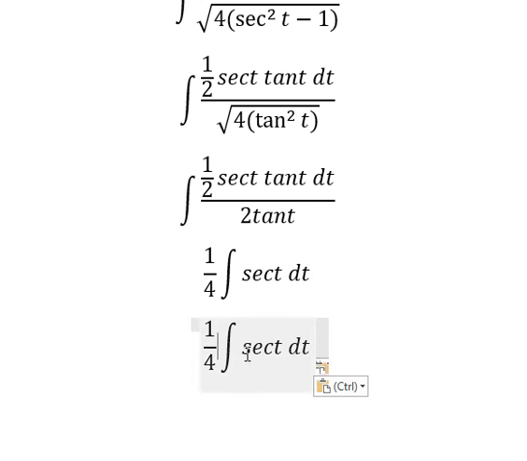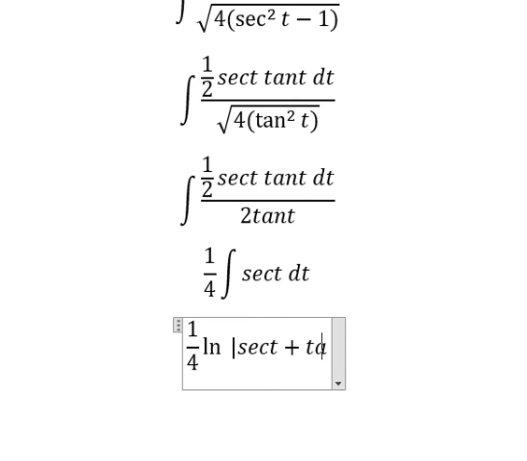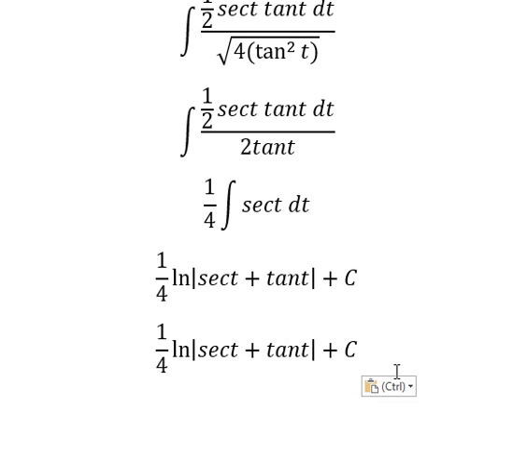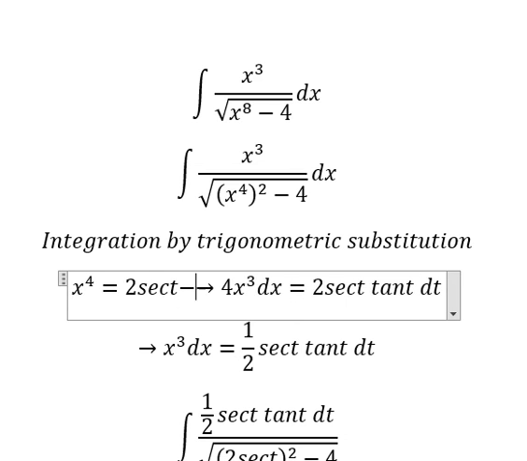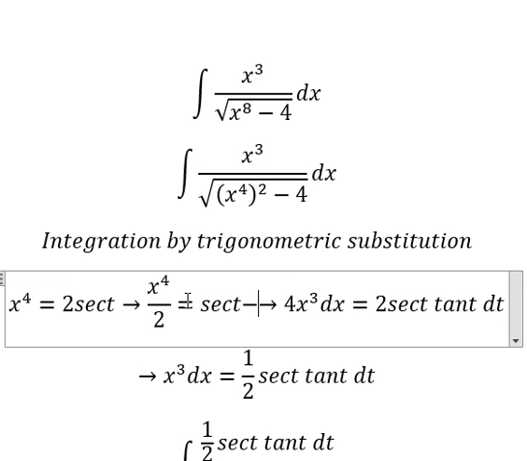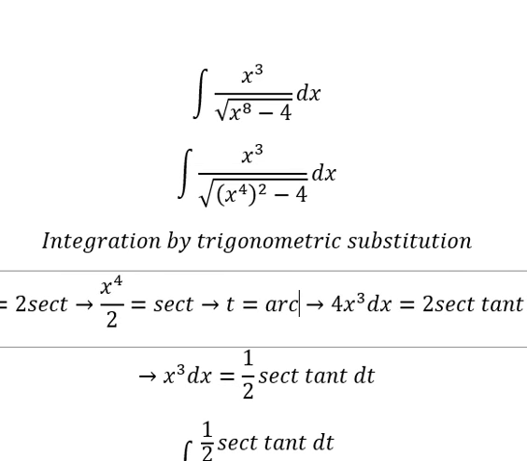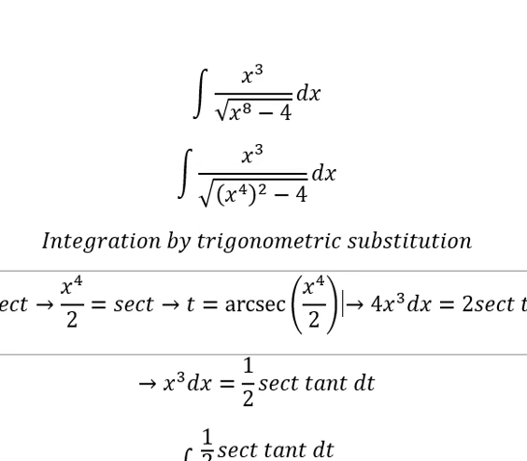The integration of this one is ln of the absolute value of secant of t plus tan t, and I will put plus c. About t, we need to divide both sides by number 2. And now we can find the value of t, that is secant of this one. So I will put this one in for t.